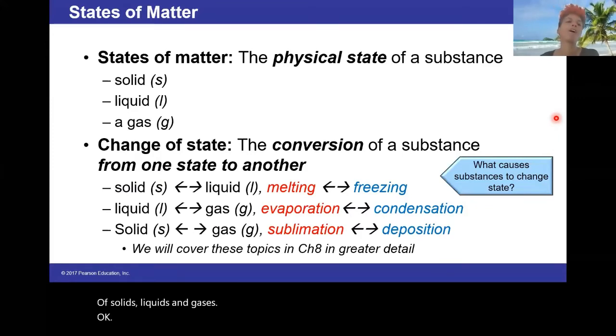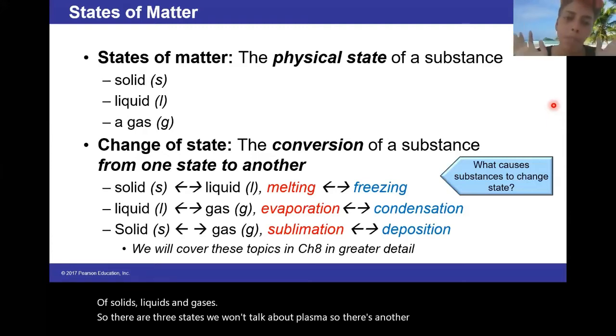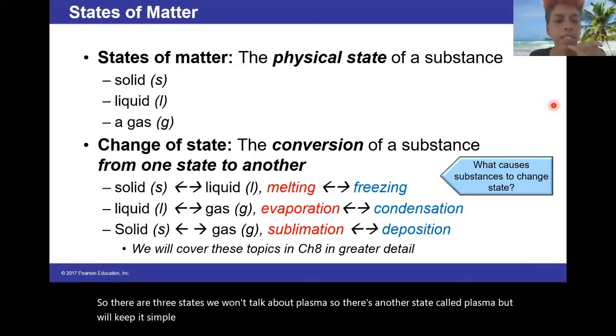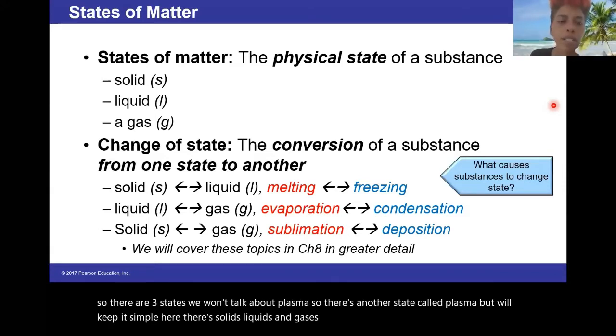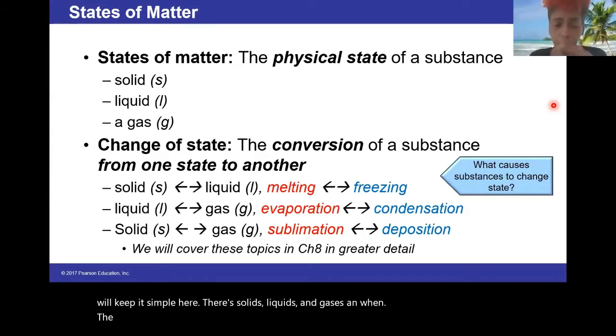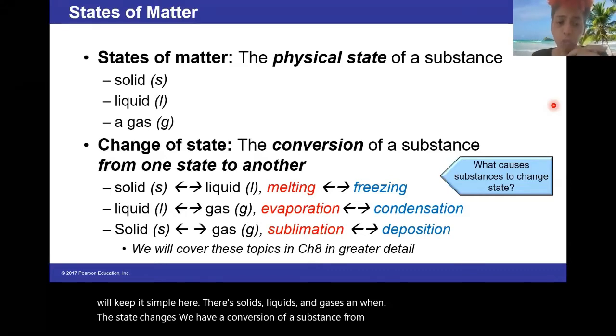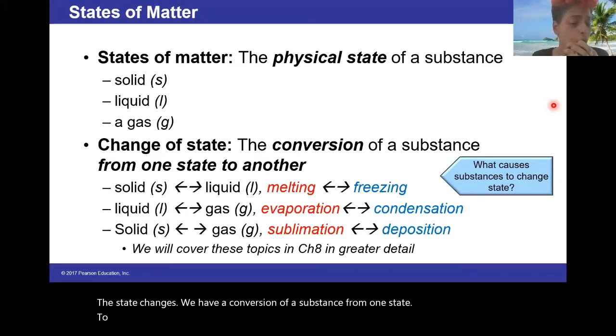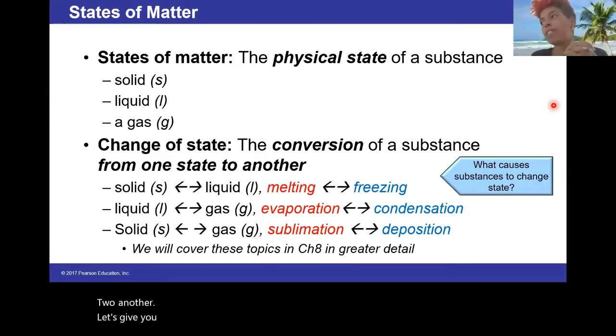So there are three states. We won't talk about plasma, so there's another state called plasma, but we'll keep it simple here. There's solids, liquids, and gases. And when the state changes, we have a conversion of a substance from one state to another. So let's give you another visual of these states of matter.